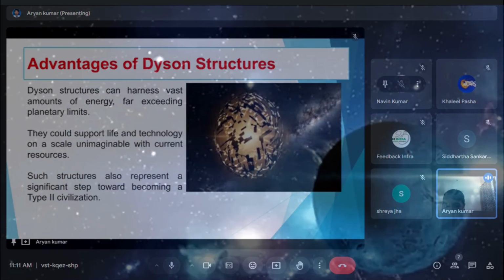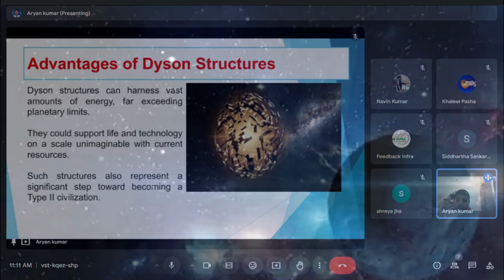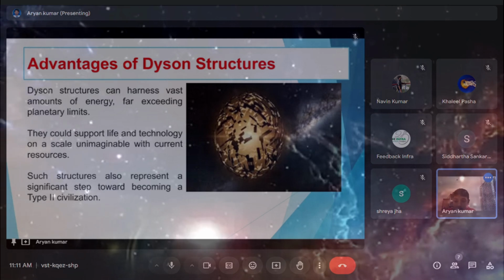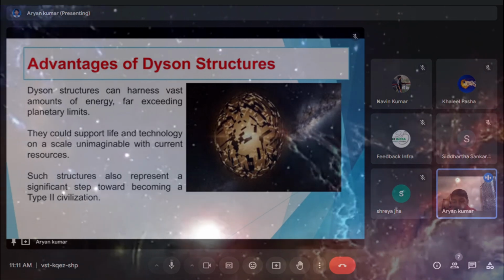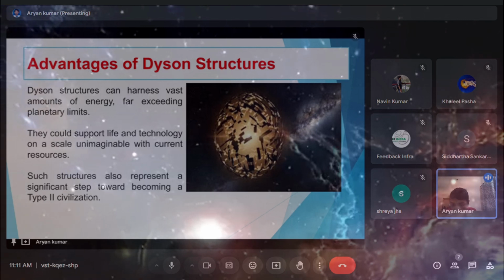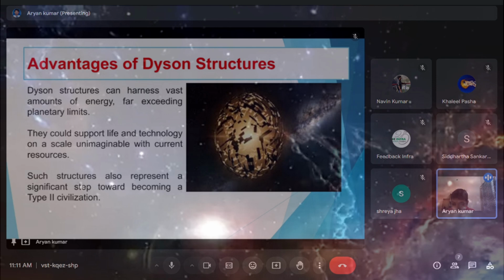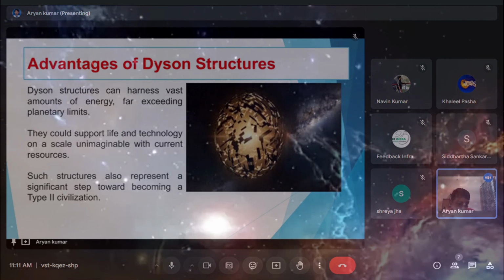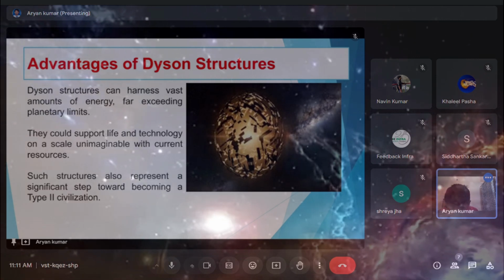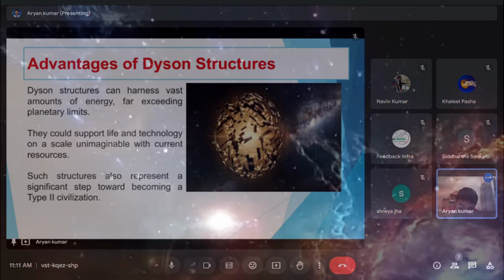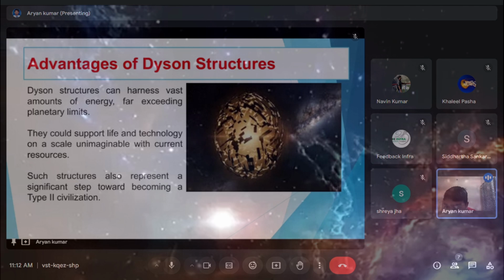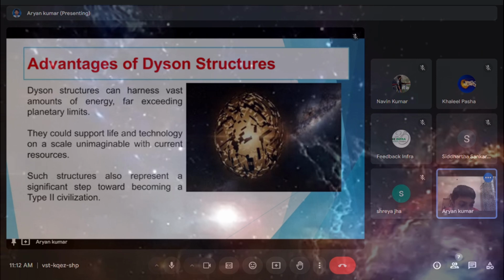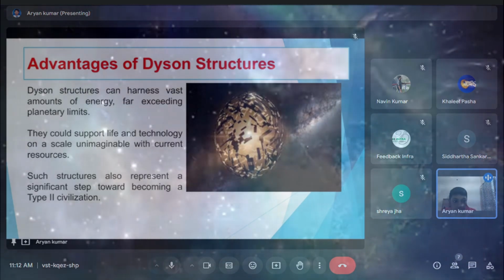So, advantages of Dyson structures. Dyson structures can harness vast amounts of energy far exceeding planetary limits. They could support life and technology on a scale unimaginable with current resources. Such structures also represent a significant step towards becoming a type 2 civilization. So these things can harness a good amount of the star's output, and they are exceeding our planetary limits. These things are built by type 2 civilizations, which are way more advanced than us.